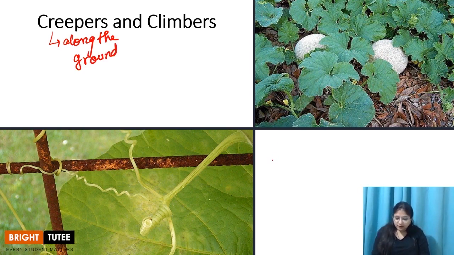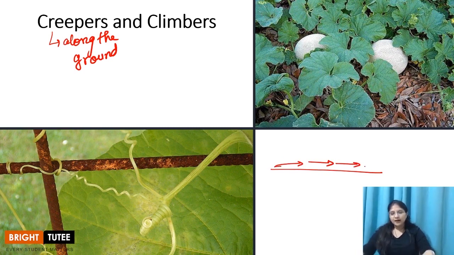So that means that suppose if this is the soil or ground, these plants actually grow in this direction, right? And they start spreading in this direction. As you can see, this is a cantaloupe. It's a muskmelon. It's a category of muskmelon. And you can see how these plants are actually growing along the ground, right?